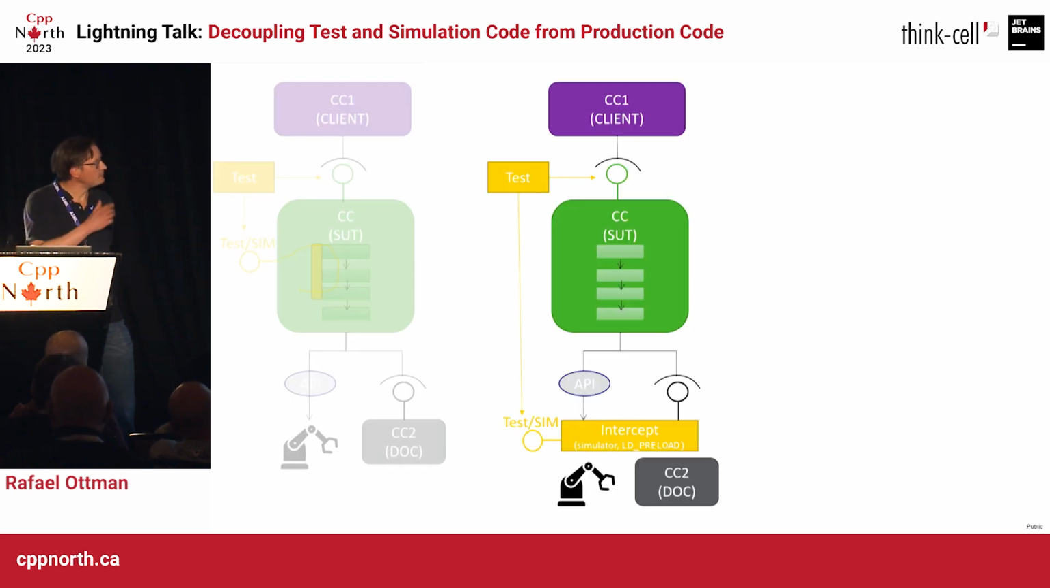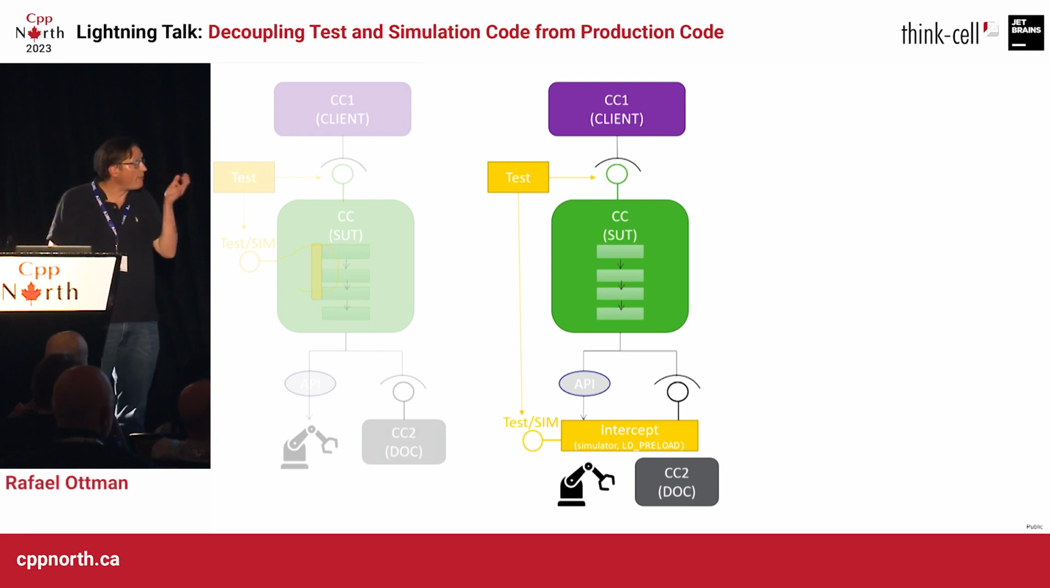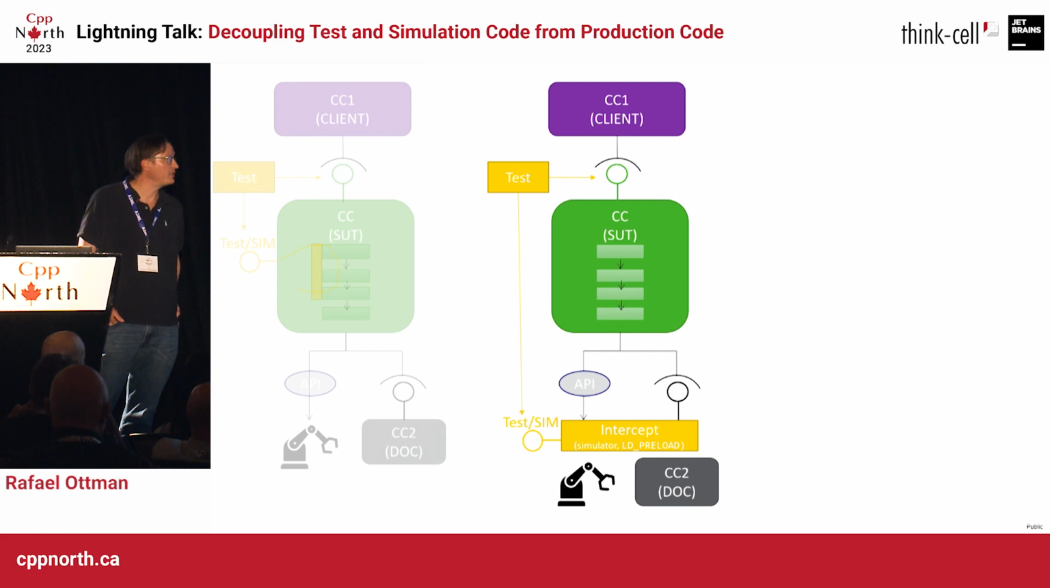So two patterns we apply. I'm going to share two of the most common patterns we have applied. One is, move the test code, simulation code out of the production code. So I don't want to see any yellow in my green. So move that to an intercept pattern. Could be a runtime intercept or a deploy time intercept.